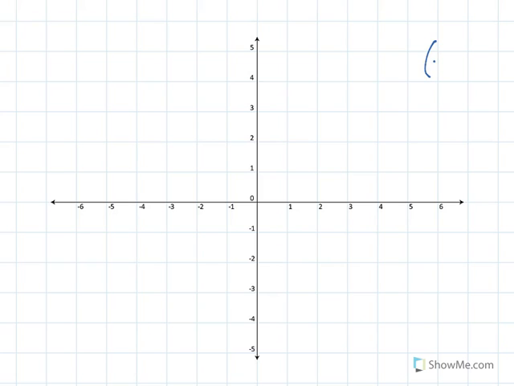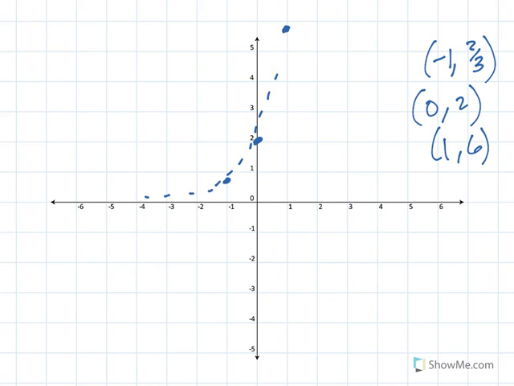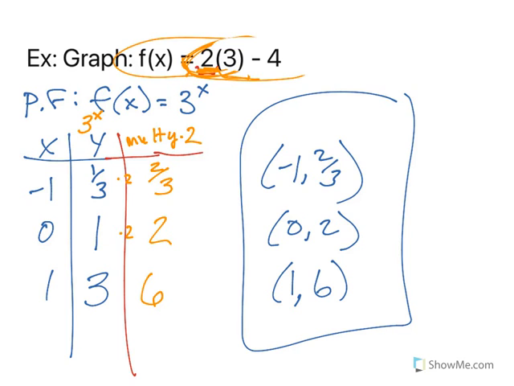Okay, so again, I've got -1, 2/3; 0, 2; and 1, 6. So let's do that. -1, 2/3; 0, 2; and 1, 6, which is almost off the screen. Okay, so these blue dots, let's give myself kind of a graph here. This dotted blue graph is f of x equals 2 times 3 to the x. But remember, we still have this -4.